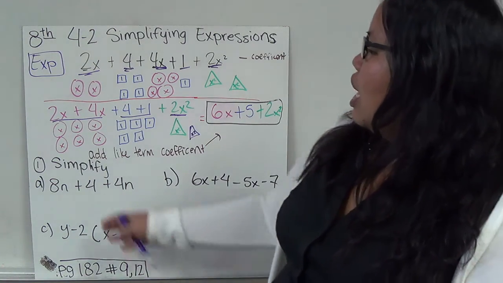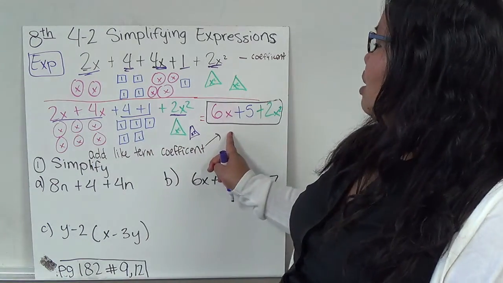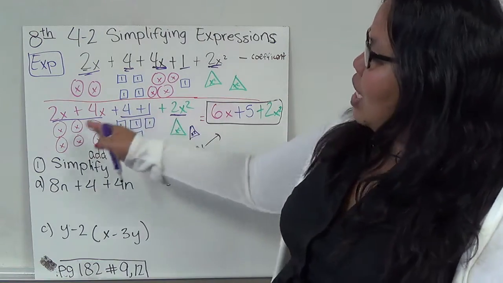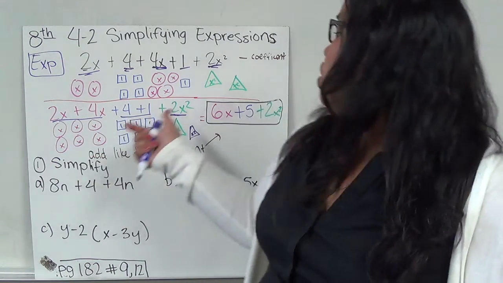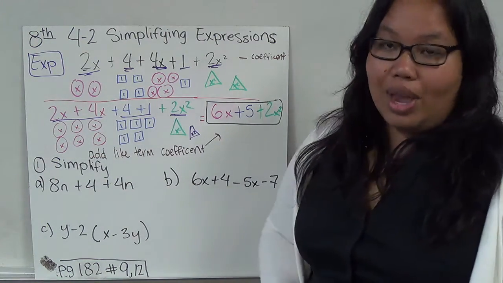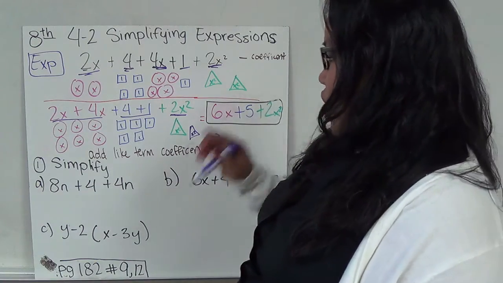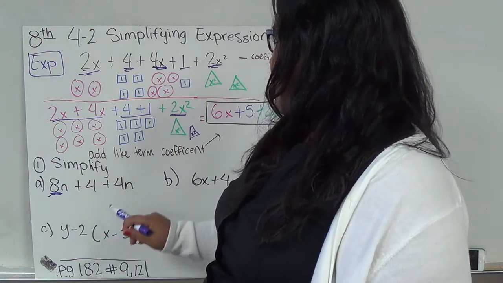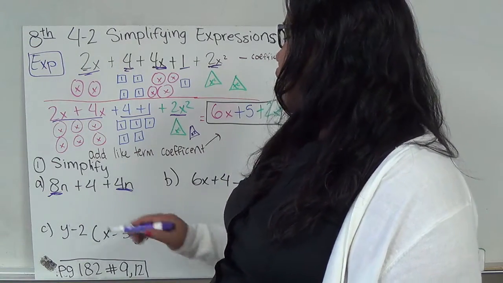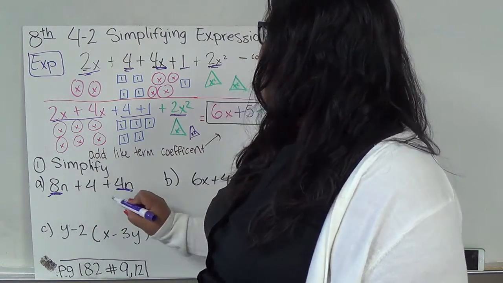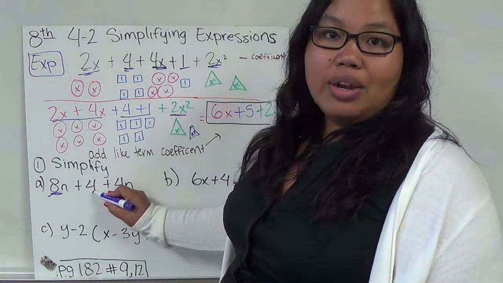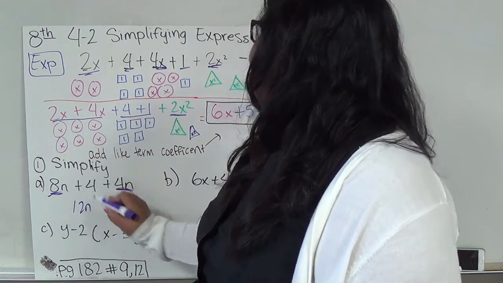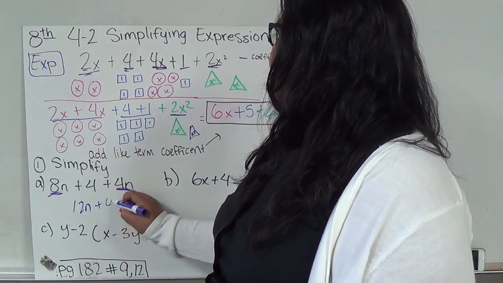So that means I have 2 plus 4, which is 6x, 4 plus 1, which is just 5, and then 2x squared. Because it doesn't have any like terms, I can't combine it with anything, so I just have to bring it along. Okay, so let's try. 8n is like terms with 4n, so this gives me 8 plus 4, which gives me 12n, and because this has nothing, I'm just going to leave it on its own.